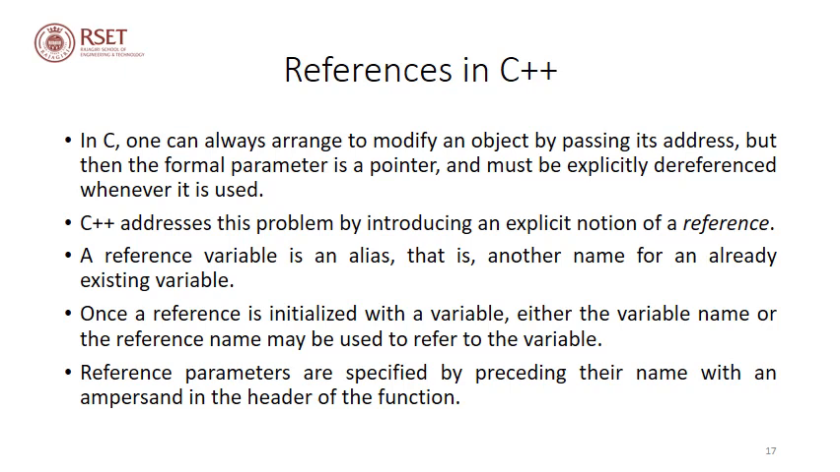C++ addresses this problem by introducing an explicit notion of a reference. A reference variable is an alias, that is, another name for an already existing variable. Once the reference is initialized with a variable, either the variable name or the reference name may be used to refer to the variable. Reference parameters are specified by preceding their name with an ampersand in the header of the function.